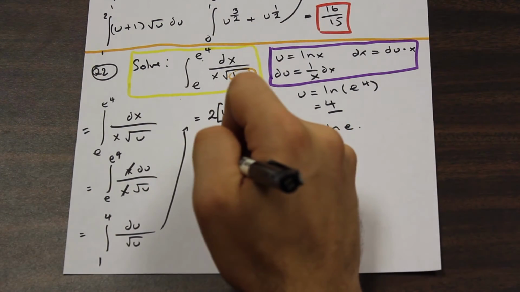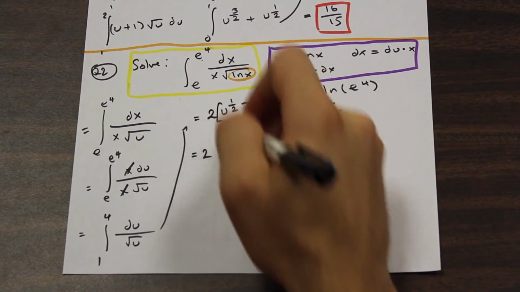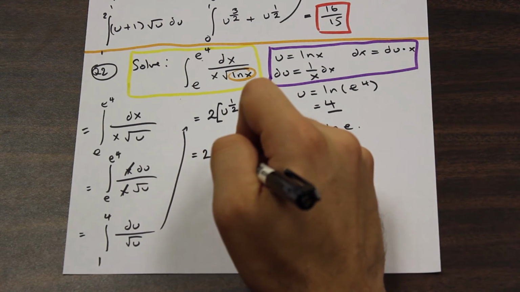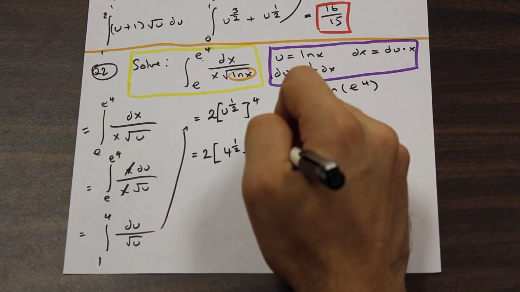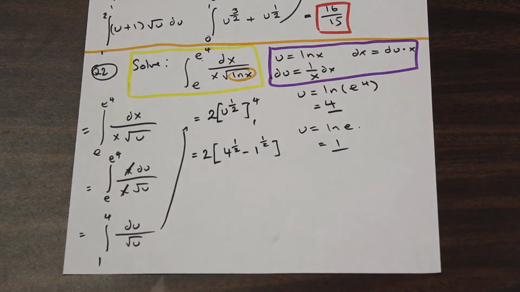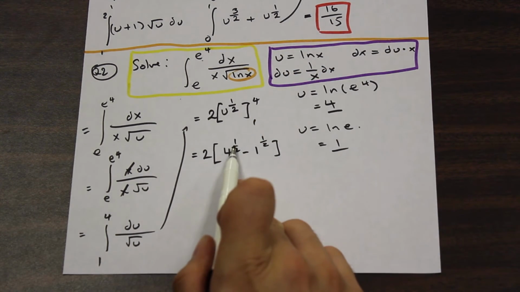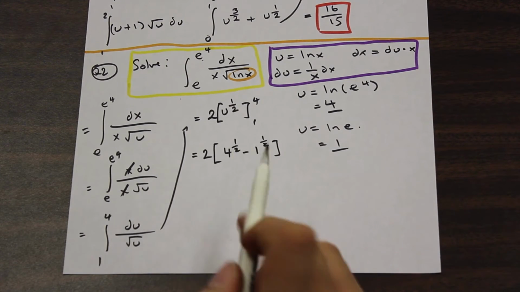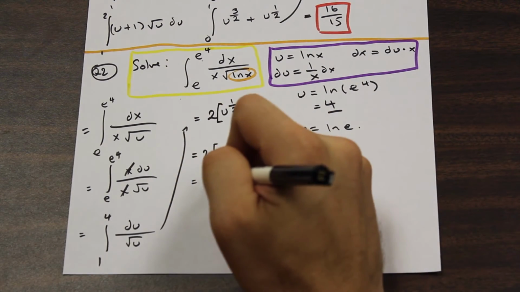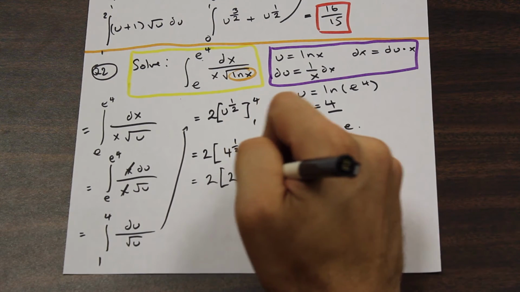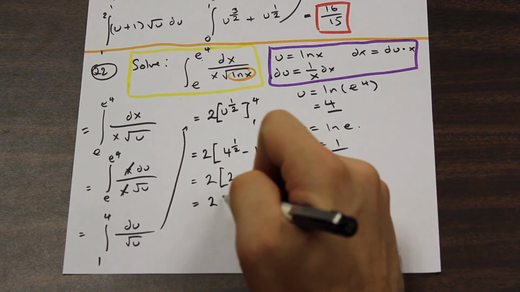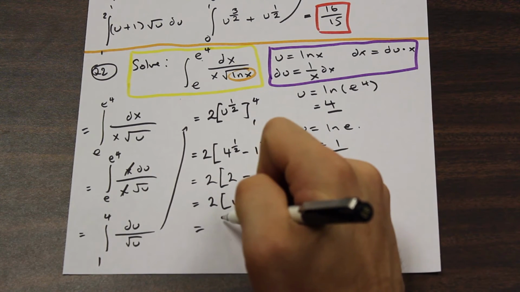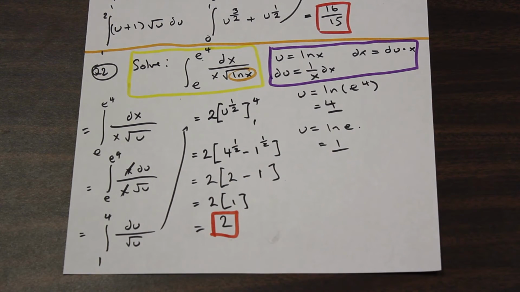All right, let's go ahead and evaluate that. So we have 4 to the power of 1/2, right? Minus 1 to the power of 1/2. All right, and as we know, the power of 1/2 is just a root. And what does that leave us with? That leaves us with 2 minus 1, and 2 times 1, which is equal to 2. That's it, that's the question, guys. So we're done two questions.